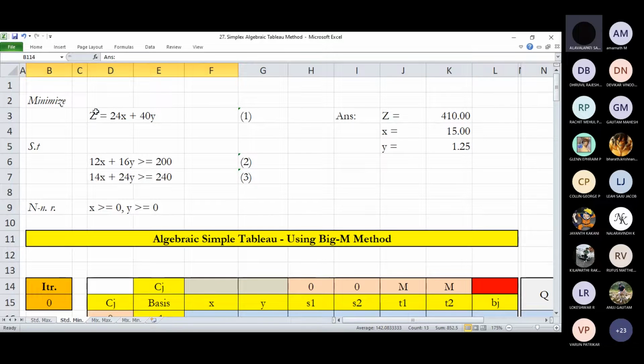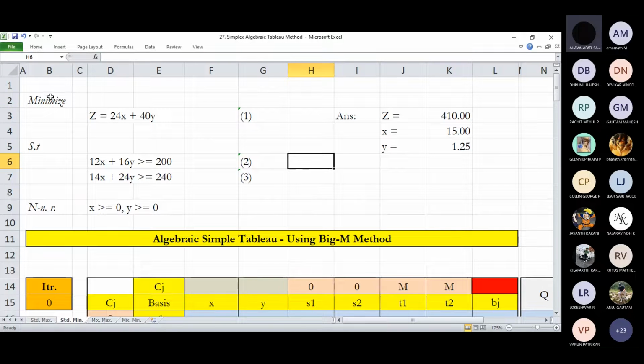It's another problem. This is also a problem that I've asked in the internal exam. Z equals 24x plus 40y, subject to constraints 12x plus 16y greater than or equal to 200, and 14x plus 24y greater than or equal to 240, and x greater than or equal to 0 and y greater than or equal to 0 is the non-negativity restriction, right?